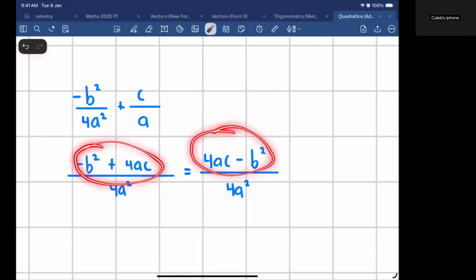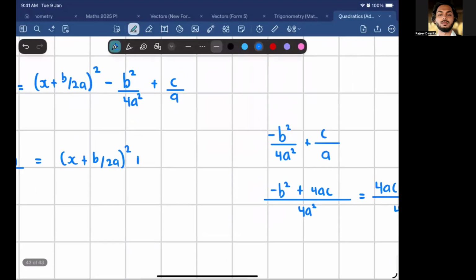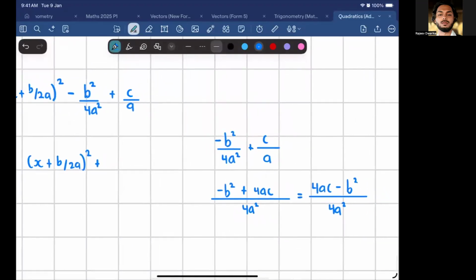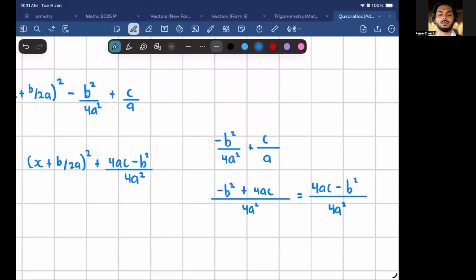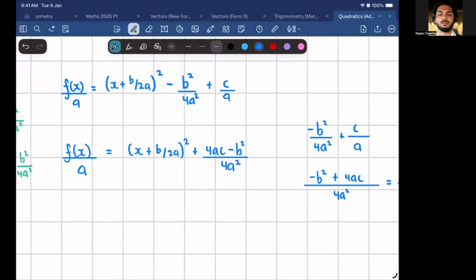Okay, so I can now write plus what? What did we say that this was? 4ac minus b squared over 4a squared. Okay, we're very close to the finish line, Zachary. We want to find a general expression for f of x. Right now, we have an expression for f of x over a. So what would I need to do throughout to get back f of x?